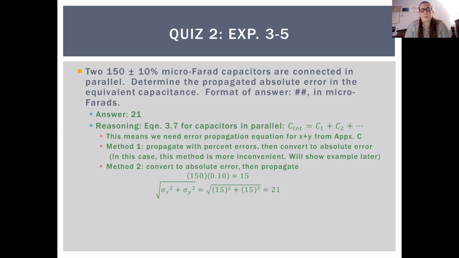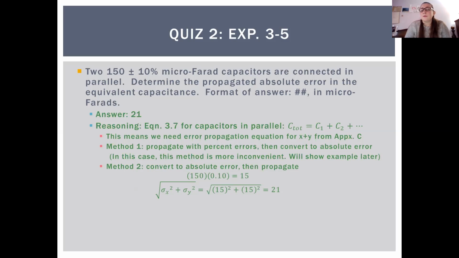Remember, we already went through the difference between capacitors in series versus capacitors in parallel. But equation 3.7 tells us that the total capacitance is C1 plus C2 plus however many you have in parallel. In this case, it's just 2. To find the error propagation of this, we're going to need our error propagation formulas in Appendix C. Since C1 plus C2 is how we calculate C total, we're looking for the error propagation formulas that correspond to X plus Y, where X is C1 and Y is C2.